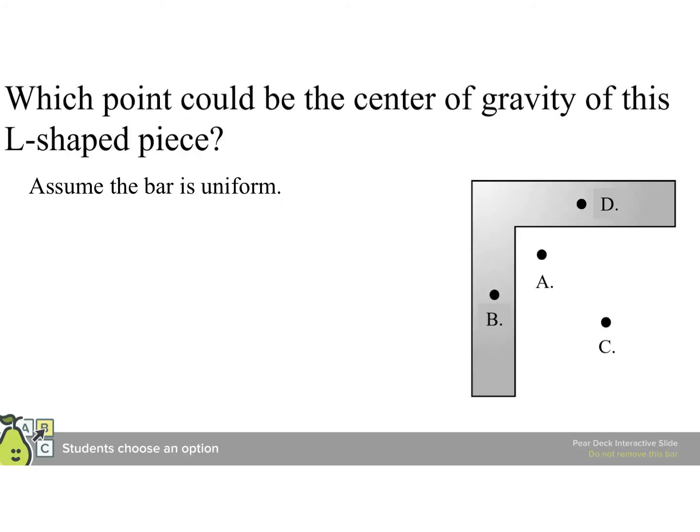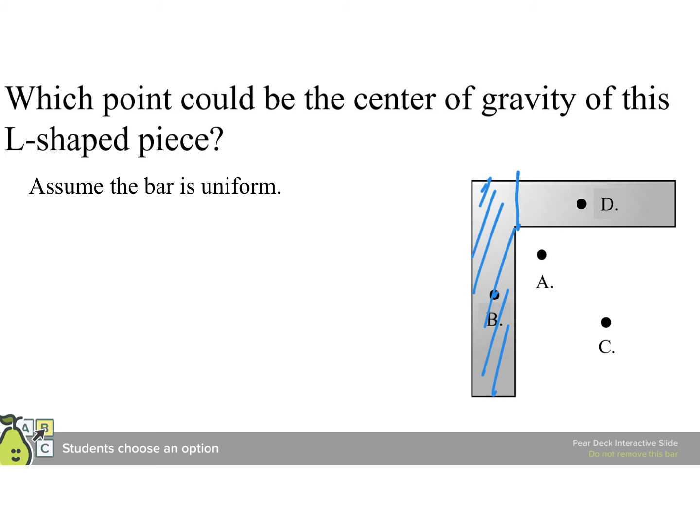Which point could be the center of gravity of this L-shaped piece? Assume the bar is uniform. Here we might want to think of it this way. If we had cut off this, then B is the center of this blue region. But there's some extra mass to the right, so the center of gravity of the whole thing has to be somewhere to the right. So it must be D or A or C, but it can't be B.